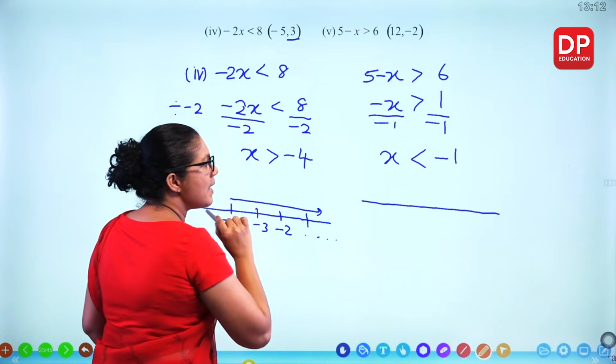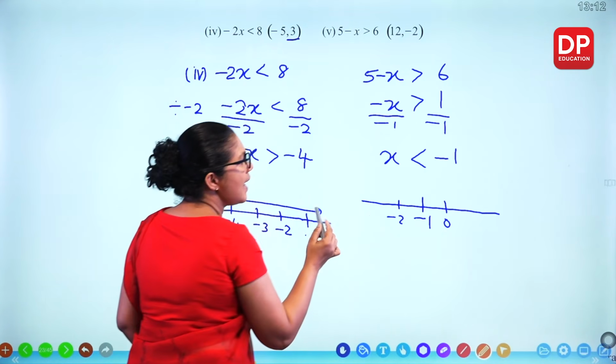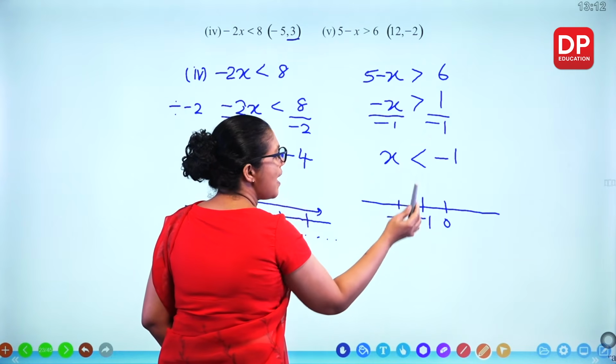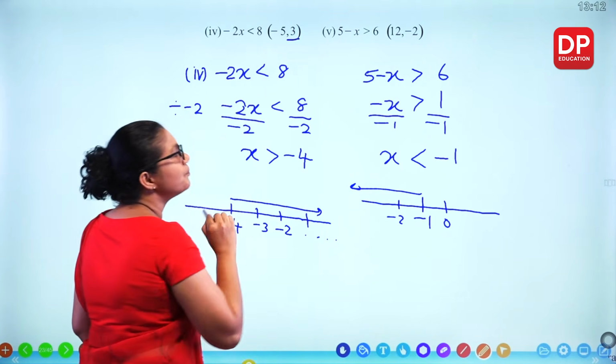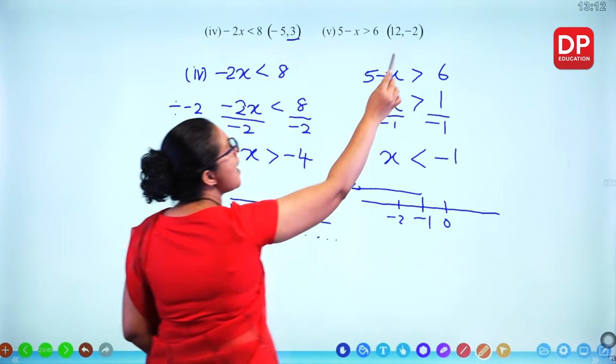When you take the number line, if it's 0, minus 1, minus 2 like that, x less than minus 1 means this way. So, which number satisfies that inequality? Minus 2.